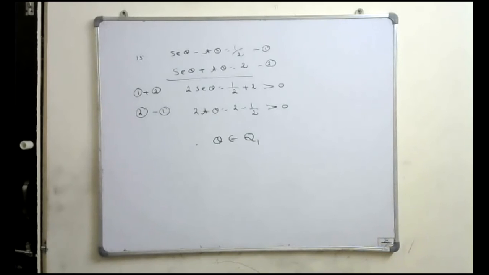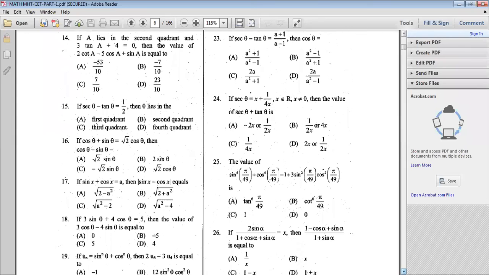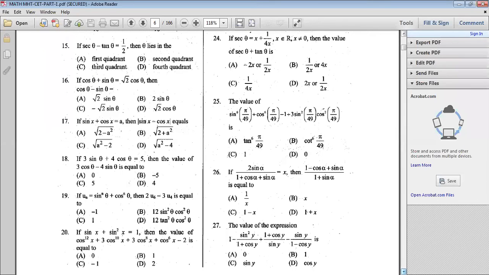Let's look at the next problem. Sixteenth problem. Just observe this. Cos theta plus sin theta is root 2 cos theta. What is the value of cos theta minus sin theta? It is also a standard problem. Given that cos theta plus sin theta is root 2 sin theta, then what is the value of cos theta minus sin theta?